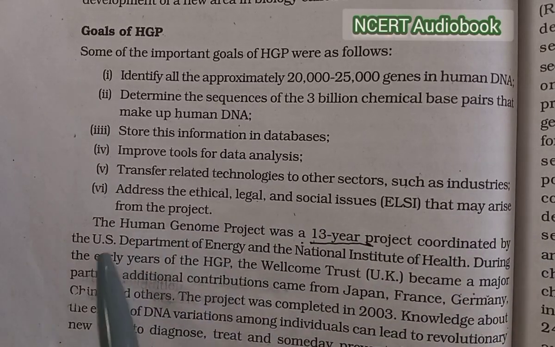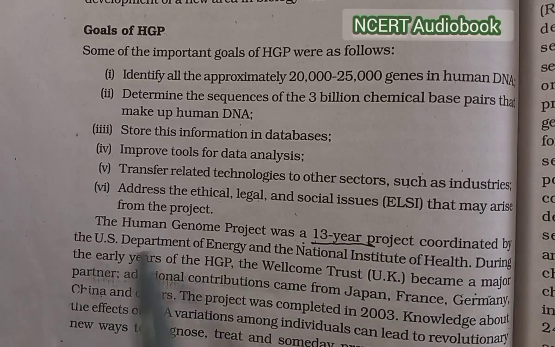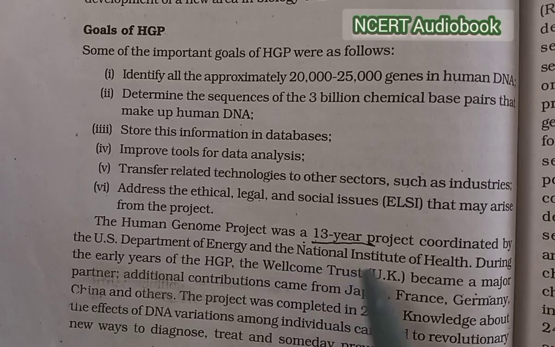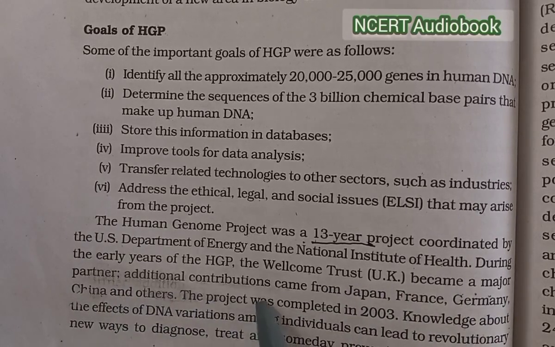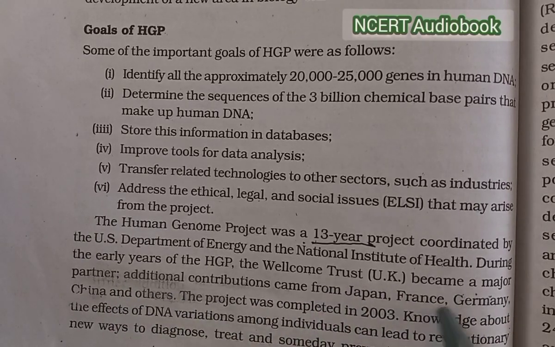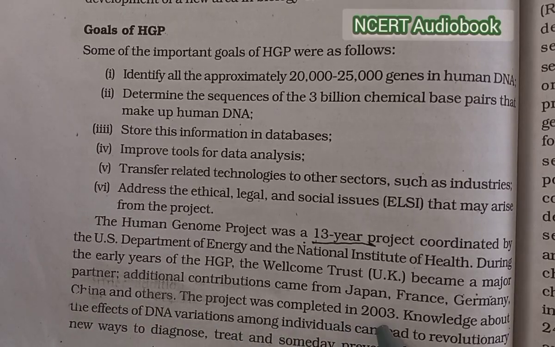The Human Genome Project was a 13-year project coordinated by the US Department of Energy and the National Institutes of Health. During the early years of the HGP, the Wellcome Trust, UK, became a major partner. Additional contributions came from Japan, France, Germany, China, and others. The project was completed in 2003.